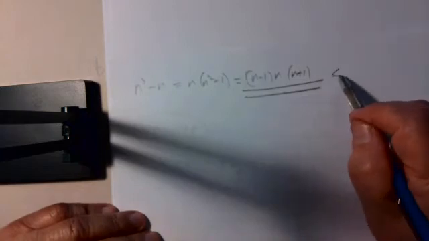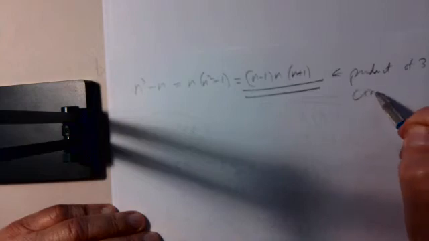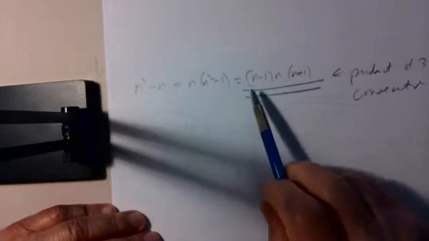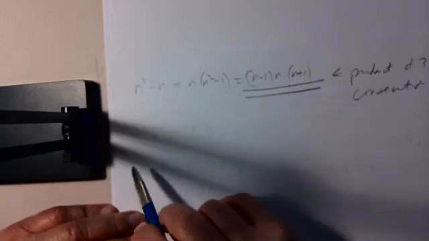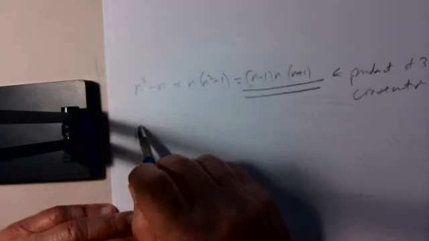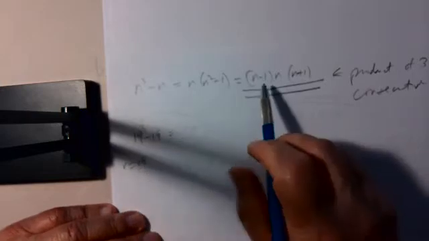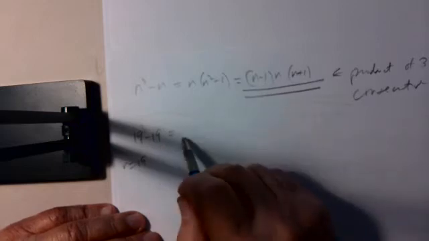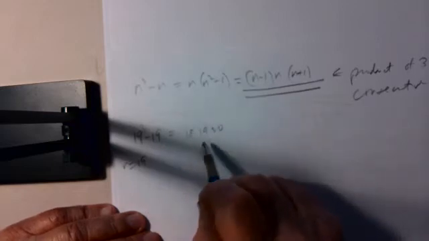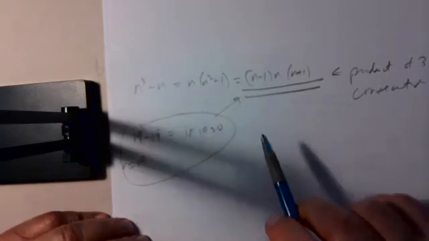And if you look at this, this is a product of 3 consecutive numbers, n minus 1, n, and n plus 1. Like suppose we had 19 cubed minus 19, when n equals 19. This says this is equal to 18 times 19 times 20. Right? That's just an example of this.